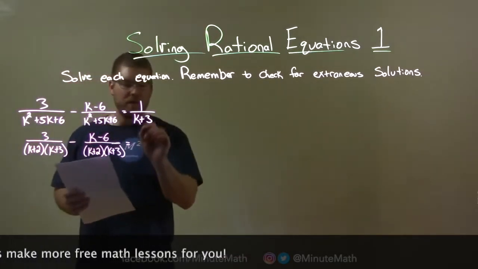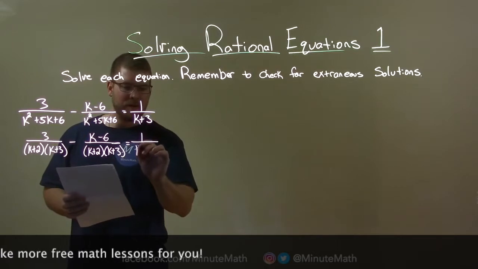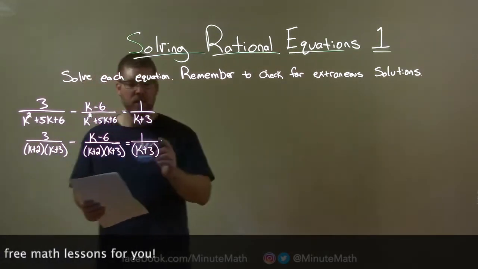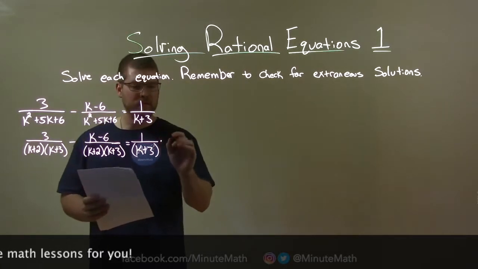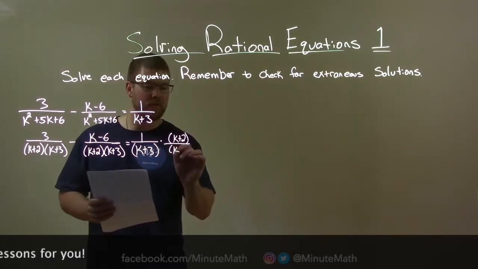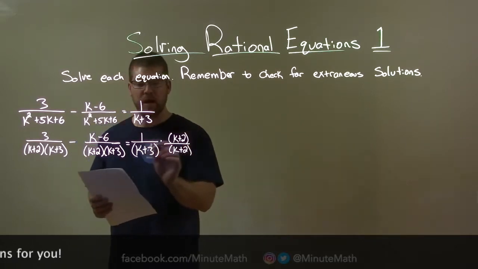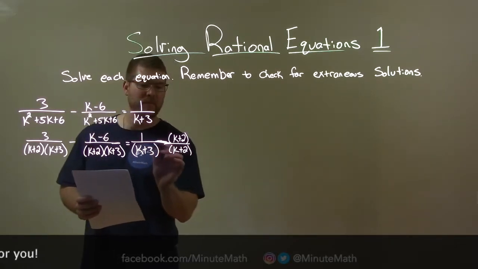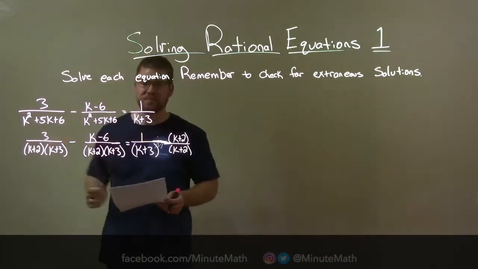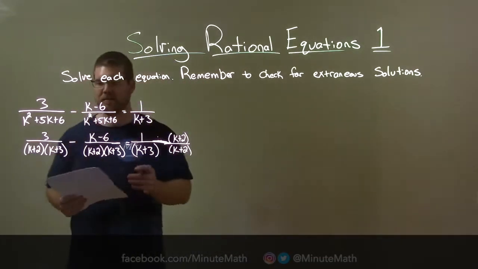Now, we can bring this down, we have 1 over k plus 3, but I want to have the denominators the same. So I multiply this fraction by k plus 2 over k plus 2. We now have the same denominator. We can put that together as one big fraction, and then we have the same denominator across the board. So let's combine the left-hand side.